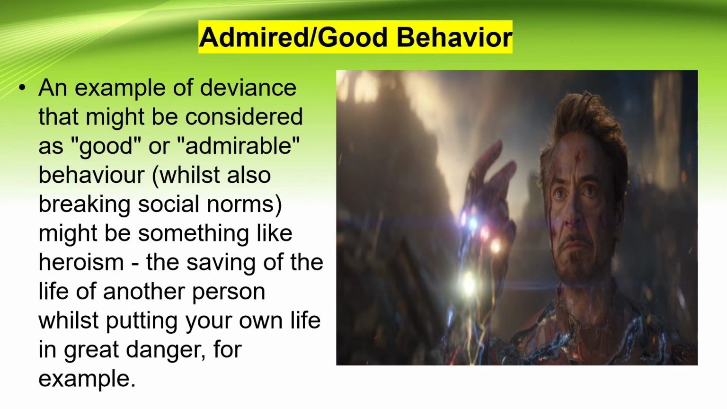Next, admired or good behavior. An example of deviance that might be considered good or admirable behavior while also breaking social norms might be something like heroism, for example, the saving of the life of another person whilst putting your own life in great danger. Saving another person's life is actually good, but putting your life at risk is a form of deviance. So heroism, like in this example, we have here Iron Man saving the earth, is considered admired or good behavior. Okay.